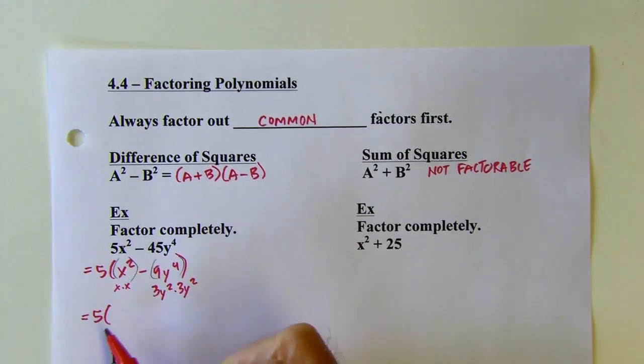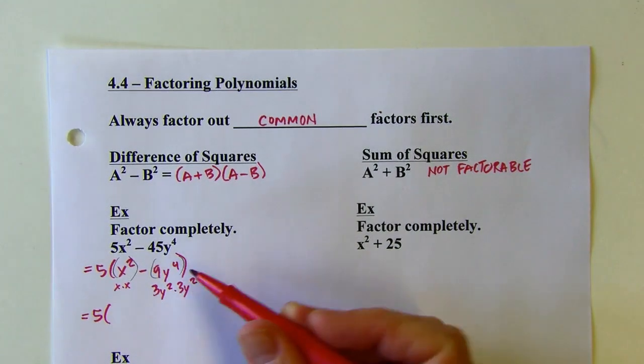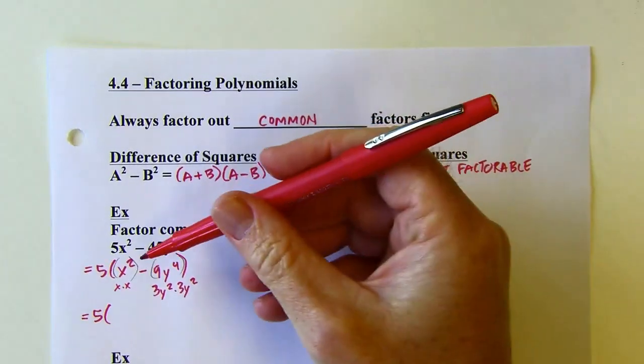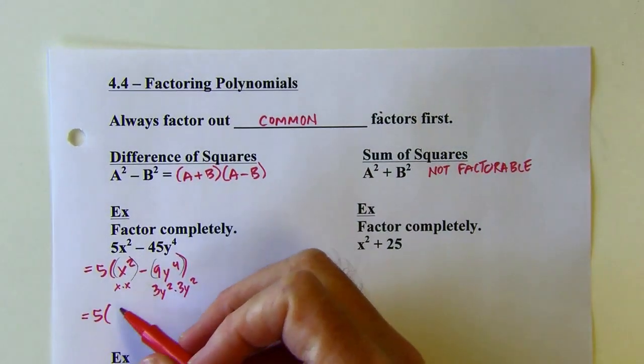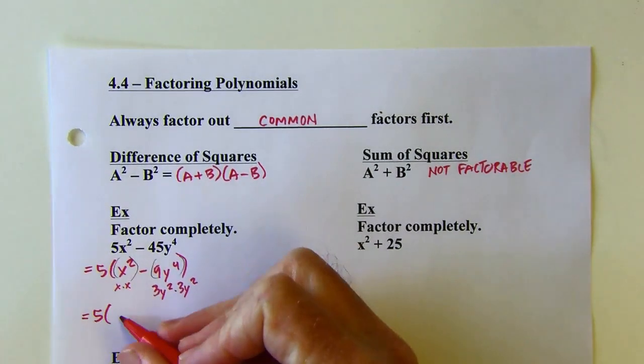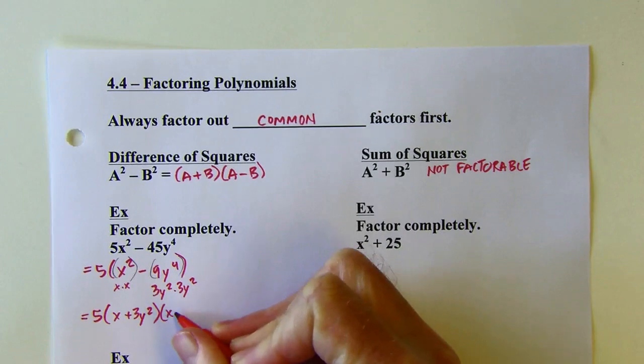Now we still have the 5 out there. I see people just forget about that, or say, oh, I divided both sides by 5. Well, no, you didn't, because it's an expression, not an equation, right? There's no left side to divide by 5, so the 5 is still part of it. But then this is going to be x plus 3y squared and x minus 3y squared.